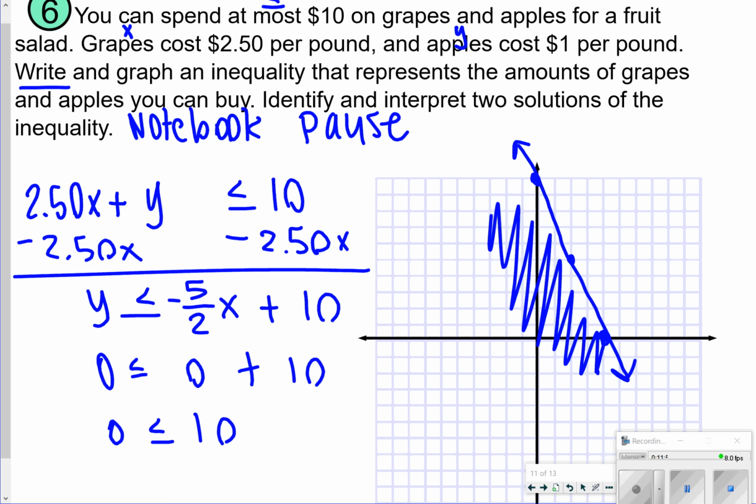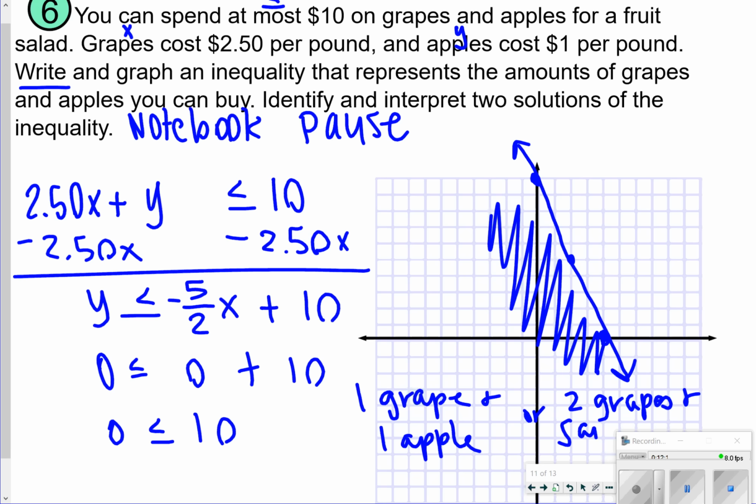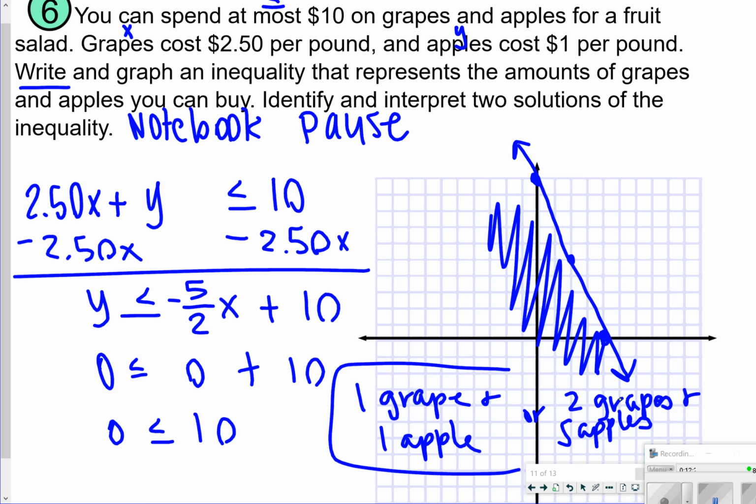So I can maybe say that I can get 1 grape and 1 apple. That's a safe one. I might even say that I could get 2 grapes and 5 apples. This one is actually on the line, and that is okay because, once again, it is less than or equal to. And you can have something that is on the line. So these are just 2 options for me when I try to spend at most $10 here. Okay?